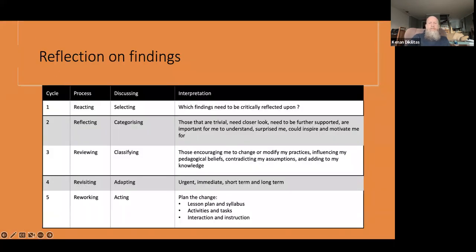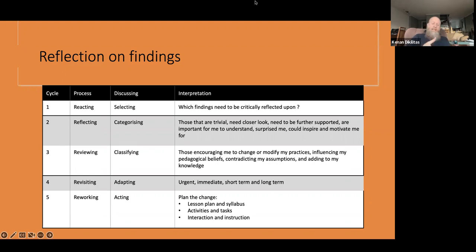So this is one of the ways of looking at your findings, some reflections, so how you can do that. I talk about reflection as a cyclical process, and we can reflect on the findings in this order. For example, you first start to react by selecting particular points, right? What did I find? Which of them are important? Which findings need to be critically reflected upon?